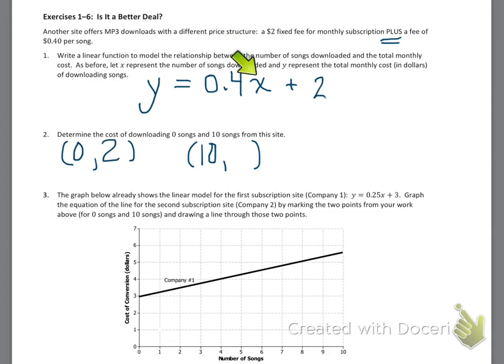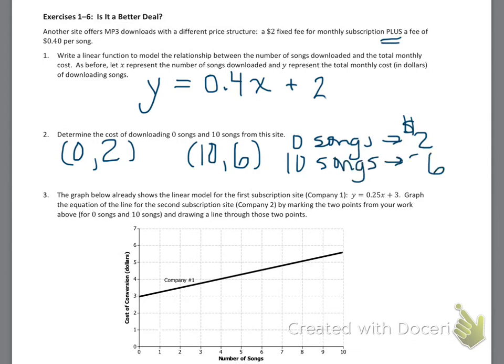When X is 10, 10 times 40 cents or 0.4 is going to be $4. And then I have this fixed cost of 2. So my total for 10 songs would be $6. Okay? So that's the cost for downloading 0 songs and the cost for downloading 10 songs. So I've written them as ordered pairs, but maybe I should say 0 songs, $2, 10 songs, $6. Something to that effect. Okay, just to be really clear.